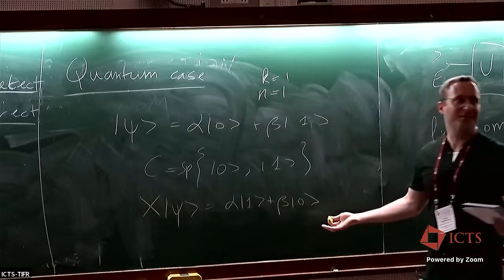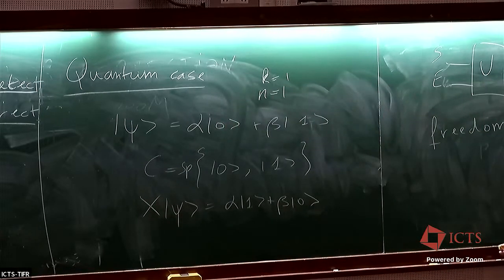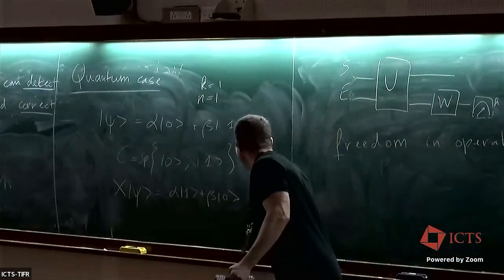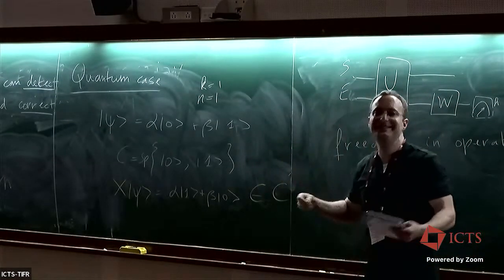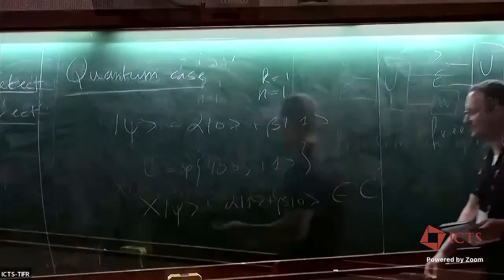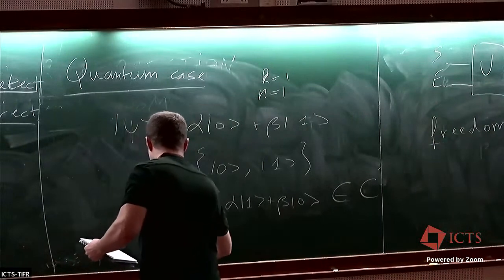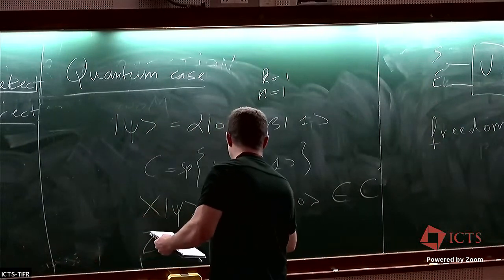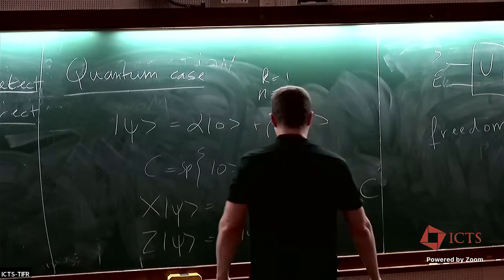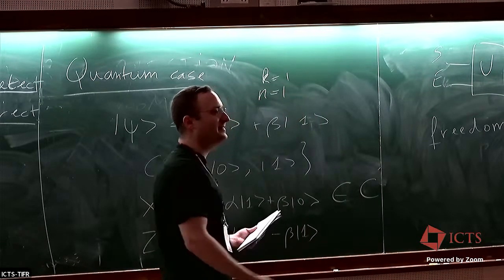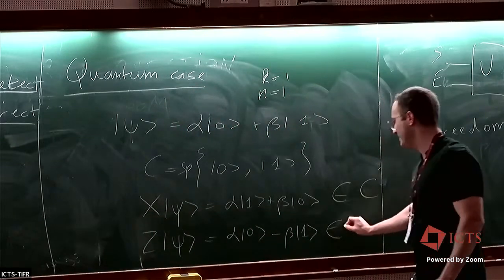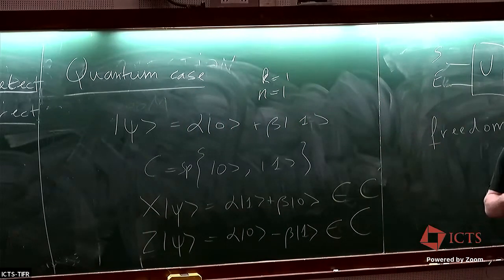What's the problem here? Can I detect this error? I cannot. Why? Because it's an element of the code space. It's inside the span of 0 and 1, so I cannot detect it. Similarly, if I have a Z error, I get alpha 0 minus beta 1. And by the same token, I cannot detect this error because it belongs to the span of 0 and 1.